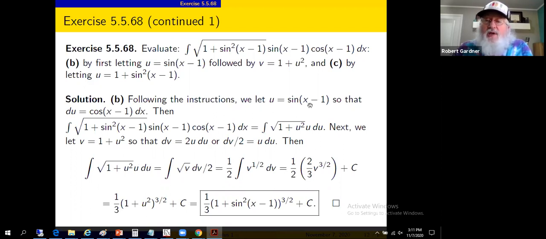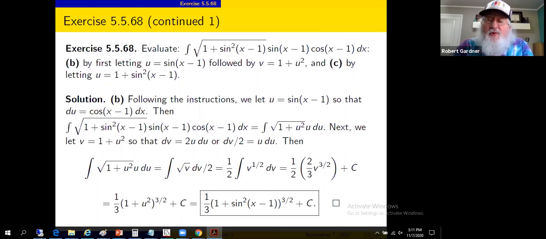We let u equal sine x minus 1. So make that substitution here, giving the answer in terms of x, and the same thing we got last time. So one less layer of substitution. Really the point is, if you think ahead, you might be able to avoid some of the substitutions.